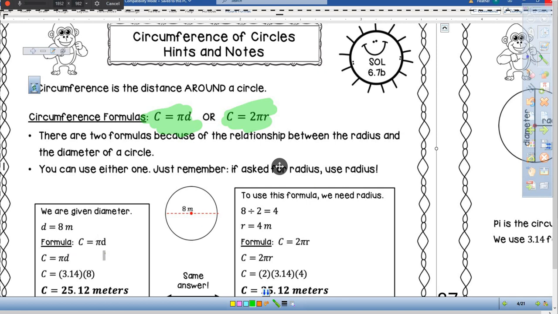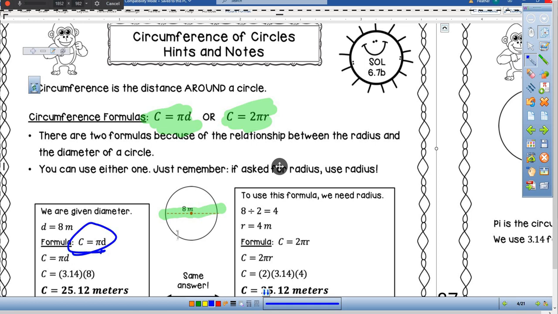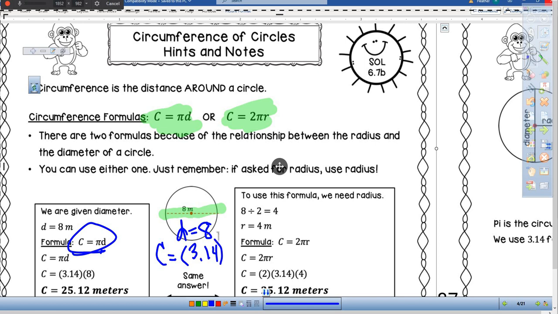So for example, we're given the diameter here, 8, because the line goes all the way across. Since we're given the diameter, we're going to use the circumference formula that has diameter. My diameter is 8. So C is equal to, we're going to let pi equal 3.14, parentheses, times my diameter of 8. They did it for you, so here's your example to go by. Using Desmos, you can put that in, and that's what you should get for your answer.